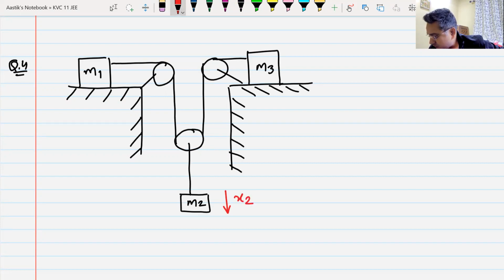Let's see who can do this. This moves downwards with x2. Then what about this block, M1? Where will it move? Right side. It will move here, x1. What about M3? Side. So the first thing would be to get the relation between x1, x2, and x3. And again, you don't have to do anything extravagant. Simple things. Put together, and we are done.